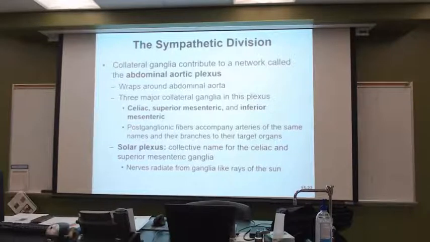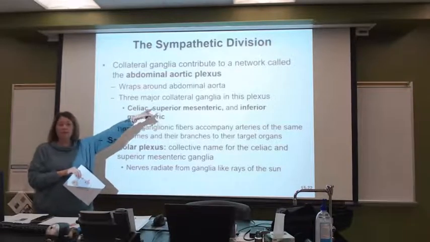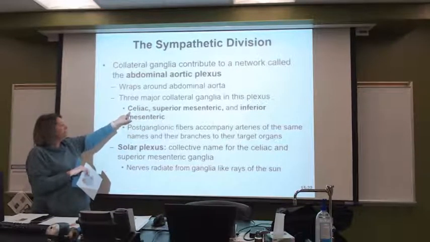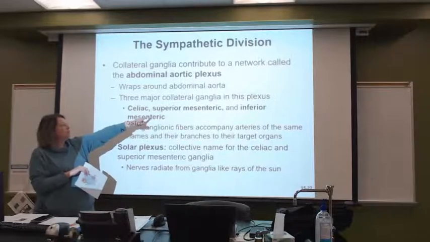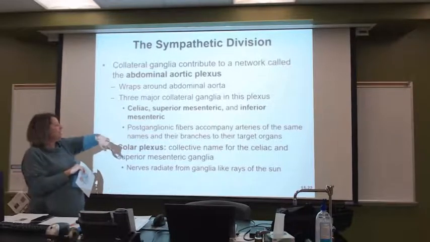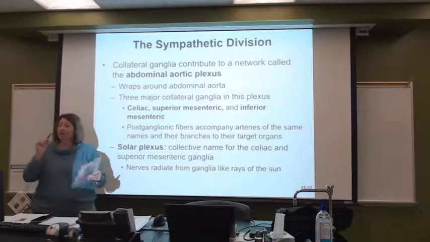So it's wrapping around the abdominal aorta, and if you look at the picture, can you kind of see how they're showing the ganglia and then what looks like the little nerves wrapping around that aorta? This is what it's referring to. The major collateral ganglia in this area, we've got that celiac, the superior mesenteric, and inferior mesenteric.